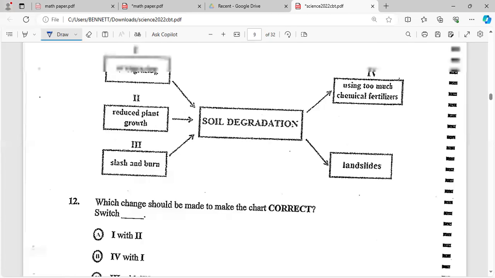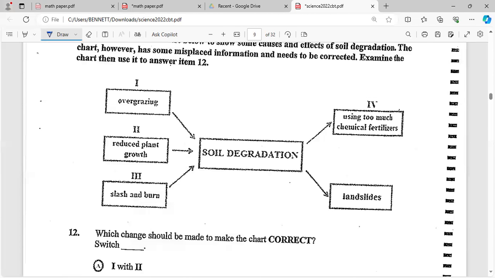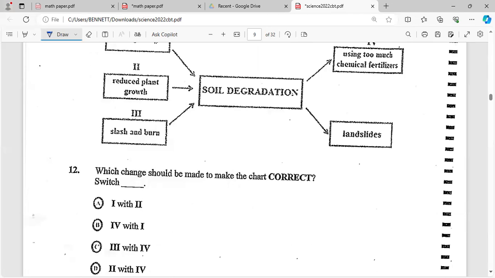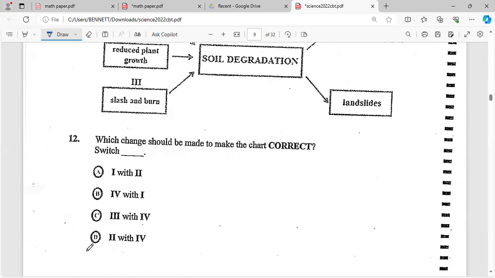So 1 says overgrazing, 2 says reduced plant growth, 3 says slash and burning, 4 says using too much chemical fertilizers, and well, landslides here. So the answer is to switch 2 and 4. So that's D.